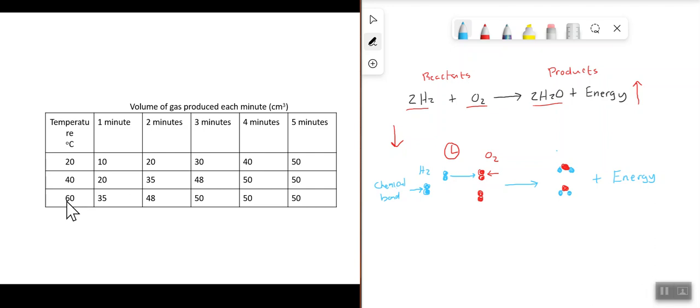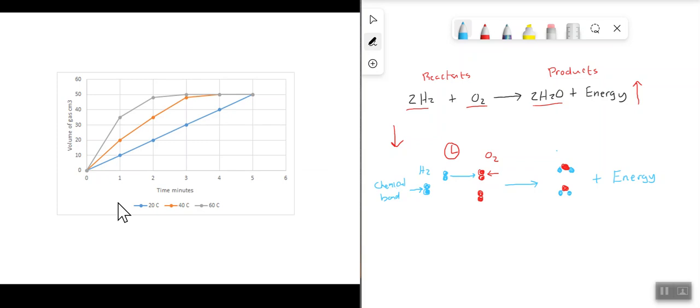And then again, if we increase the temperature even more, we can get that same increase in the rate of the reaction happening. And this is what it looks like on a graph. So basically, we can see that we have it graphed here using different colors. So at 20 degrees we can see this.